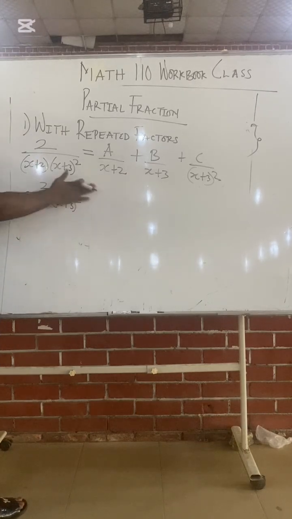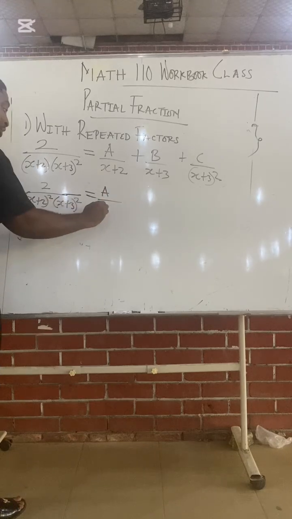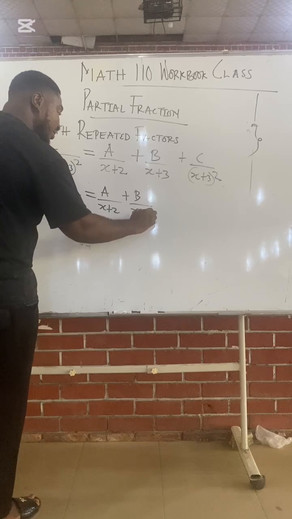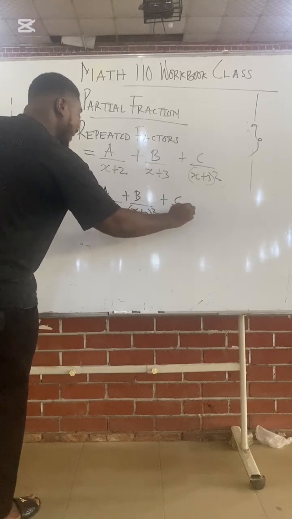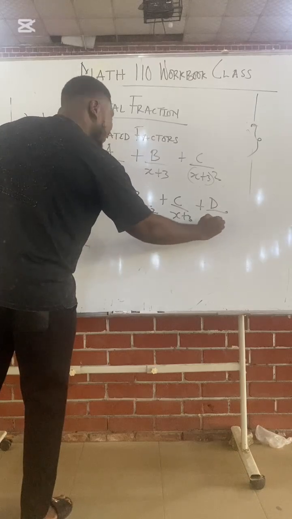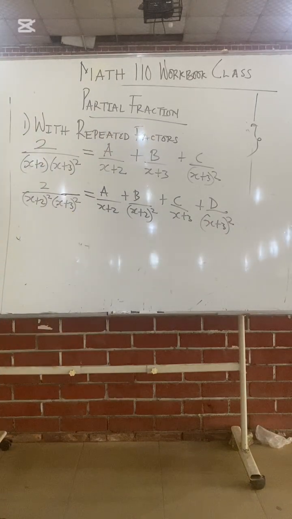Class, this time around we have 2 of them repeated. We're going to have A all over this guy without repetition, plus B all over this guy again with repetition, plus C all over this second guy without repetition, plus D all over this guy with. These kinds of questions, avoid them first. Just grade them and pass.